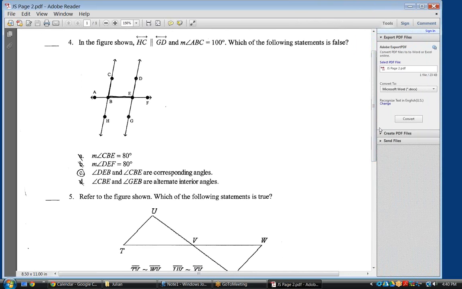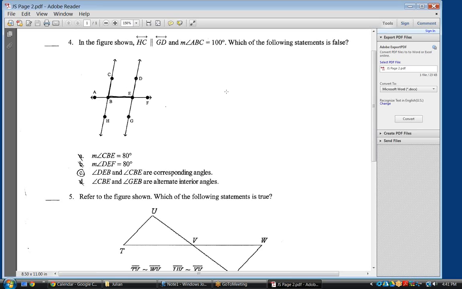Okay, and you get lots and lots of questions about parallel lines. So knowing that thing about parallel lines is very important. They are all disguised a little bit, like this one. If you look at it, what are we looking at here? These 2 lines are parallel. HC is parallel to GD. And angle ABC, this obtuse angle here, is 100 degrees.